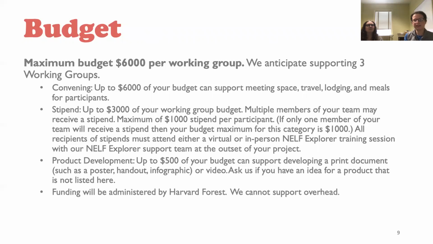In terms of the budget, this is a small grant of $6,000 per working group. We anticipate supporting 3 working groups. Ways in which this funding can be used include convening. So up to $6,000 of your budget can support meeting space, travel, lodging, and meals for people participating in your project. You could also support stipends within your budget. So up to half of your budget could go to stipends. And the maximum stipend per participant would be $1,000.